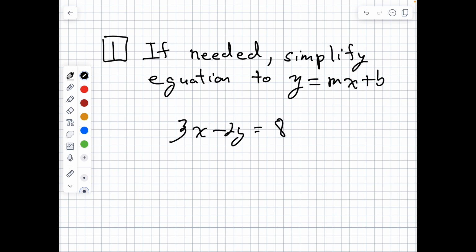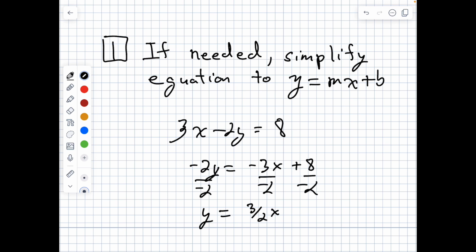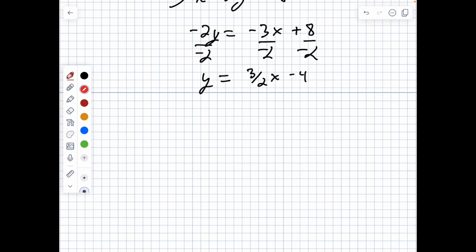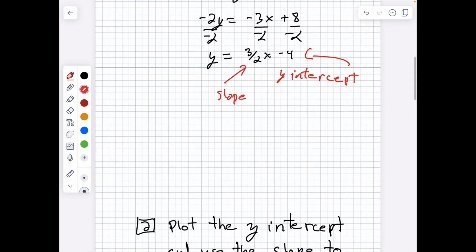So I'm going to subtract 3x from both sides. And I'm going to divide by negative 2. And you wind up with y equals negative 3 over negative 2 is a positive 3 over 2 x. And then 8 divided by negative 2 is negative 4. So from here, we find our slope and we find our y-intercept. Okay. So from there, I can go ahead and draw this line.